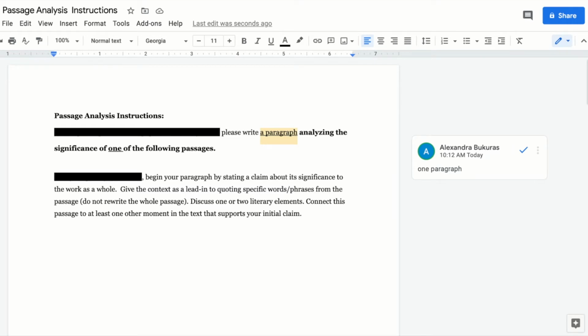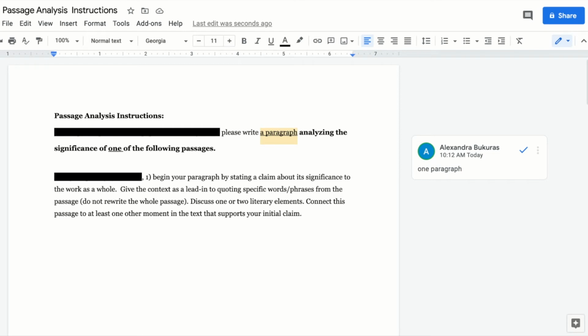So starting off right here, it says begin your paragraph by stating a claim about its significance to the work as a whole. So I'm going to put a number 1 right here because that is the first thing that I should include in my paragraph. It explains that right here. It says begin your paragraph by stating a claim. Moving on, give the context as a lead-in to quoting specific words or phrases from the passage.